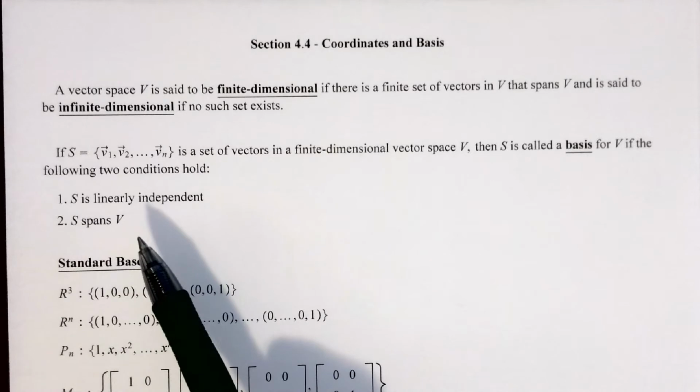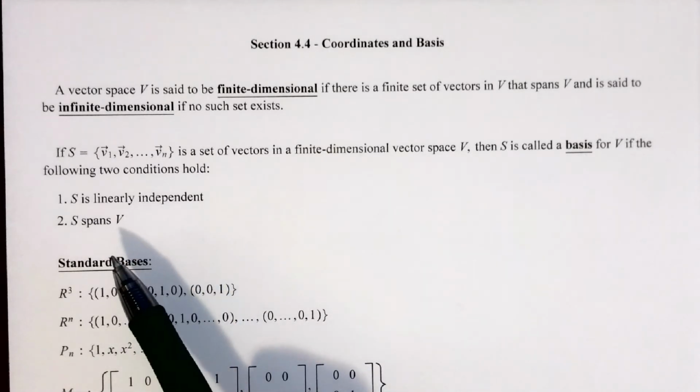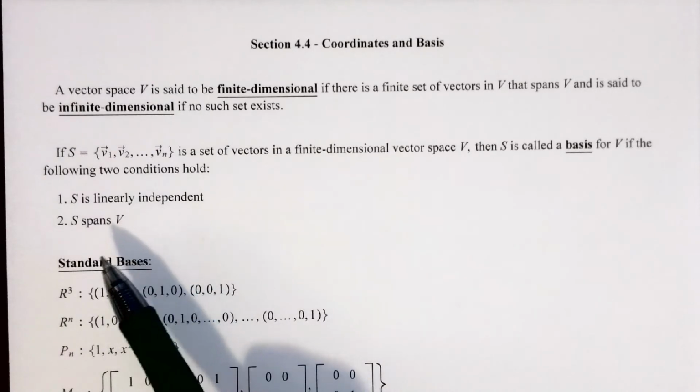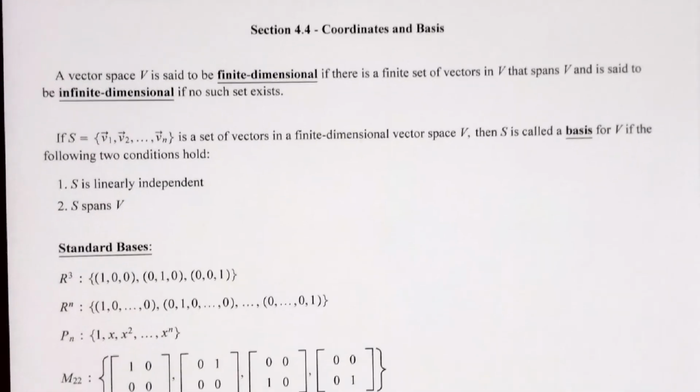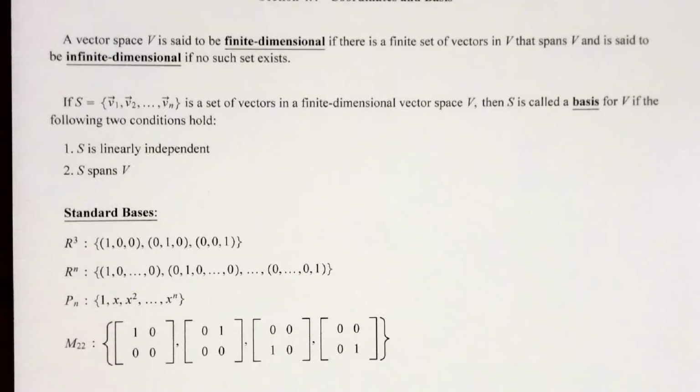So we've talked just in the last videos about linear independence, and previously we talked about spanning, and so both of these have to be true. The vectors have to be linearly independent and they must span all the space, meaning every vector in the vector space can be written as a linear combination of those vectors. Now, first of all, what is a basis?